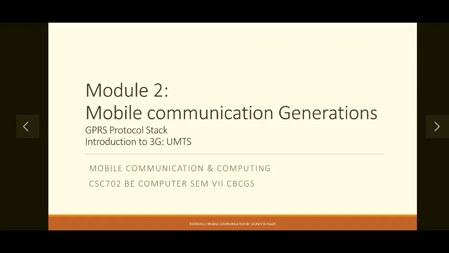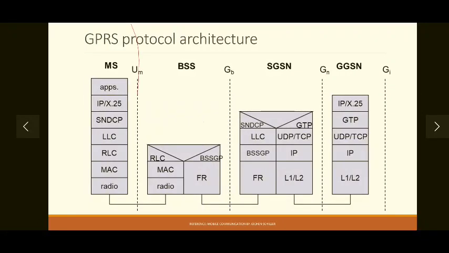Welcome everyone. In the last video, we saw the general architecture of the GPRS network, that is a 2.5G of the GSM evolution. And in this video, we will see the different protocol layers used in the GPRS, and after that, we will go towards the introduction of third generation, that is UMTS. So let's look at the protocol stack of the GPRS first.